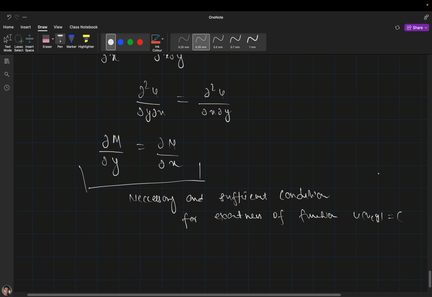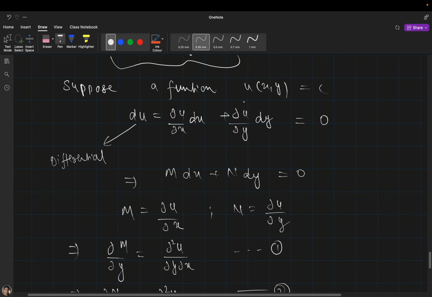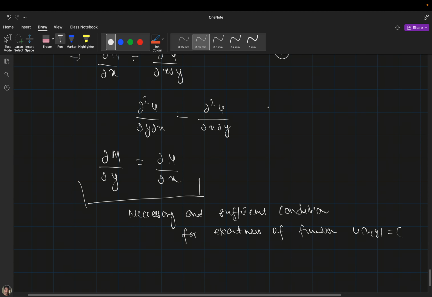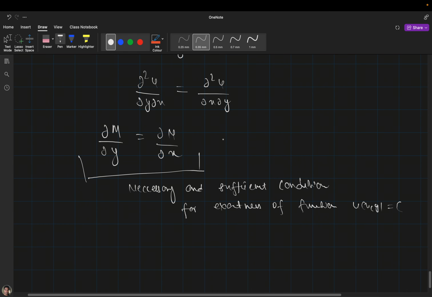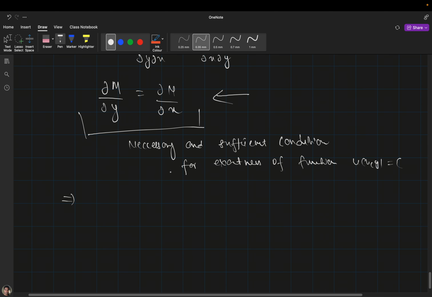Okay, so which means that if you want to solve this kind of differential equation and if you want to get the solution like this, then the differential equation must be exact. And what is the condition of the exactness? This. Okay. Now the thing is how you will solve it. Okay, so let's solve this. What is the approach? Tell me.